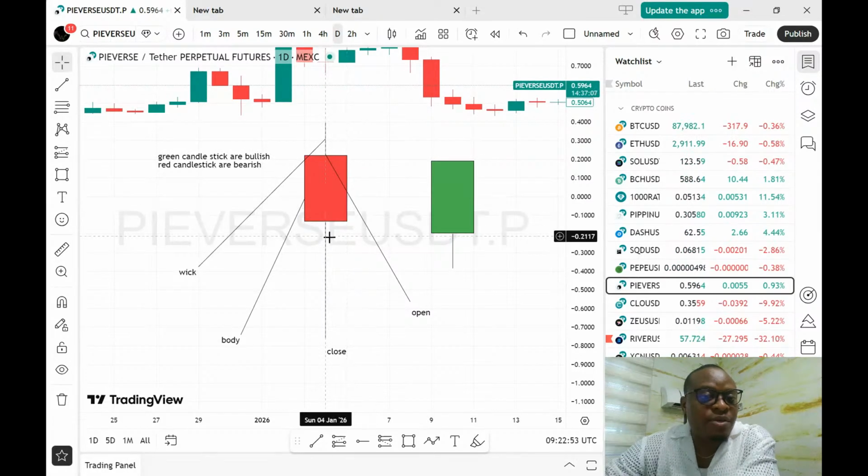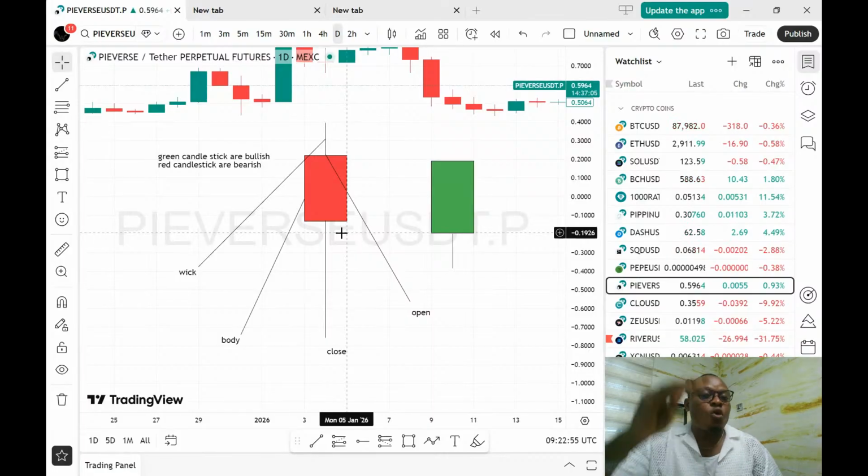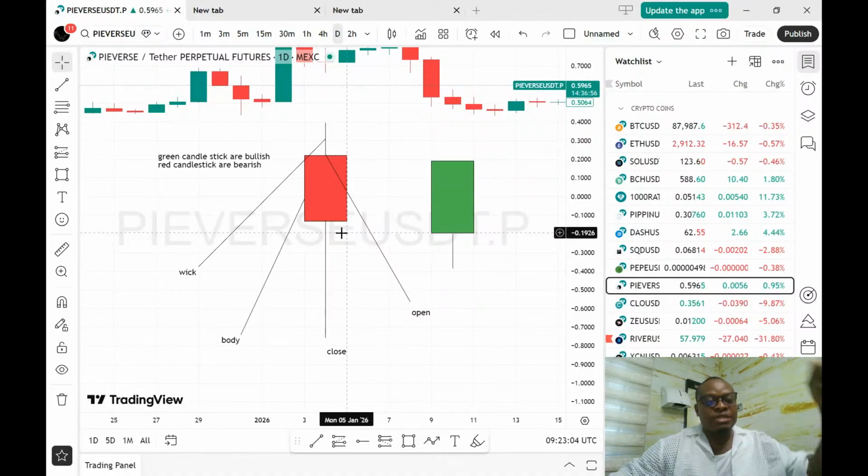Now sometimes you see wicks up and down. They have wicks up and down. But the reason why I'm calling it a close or an open is because of the color. The color will make you understand, okay, it opened here and closed here.